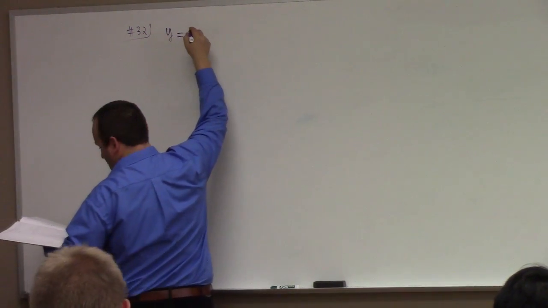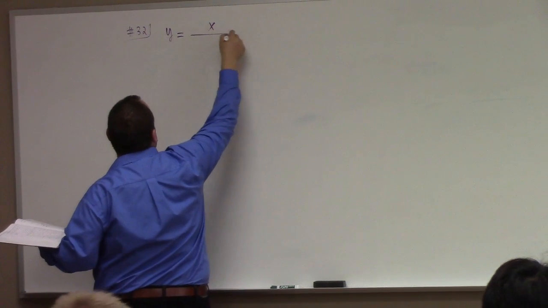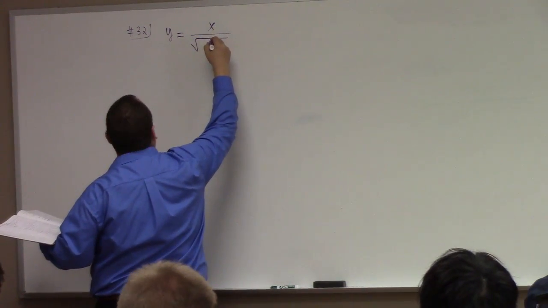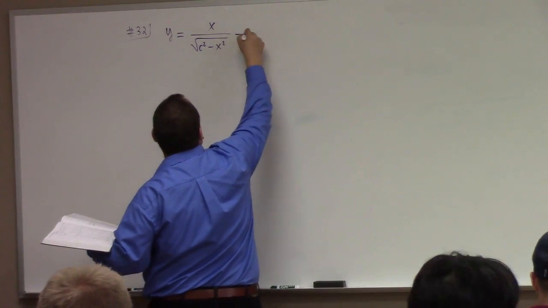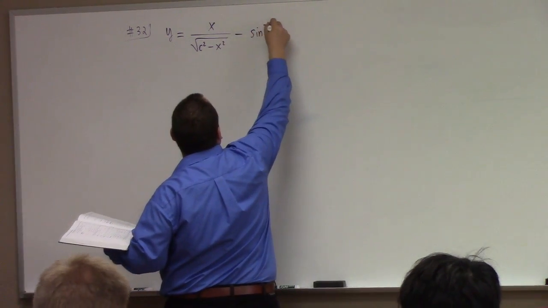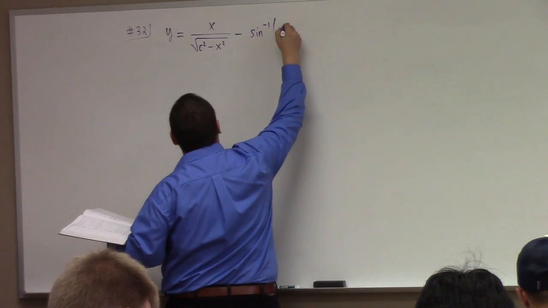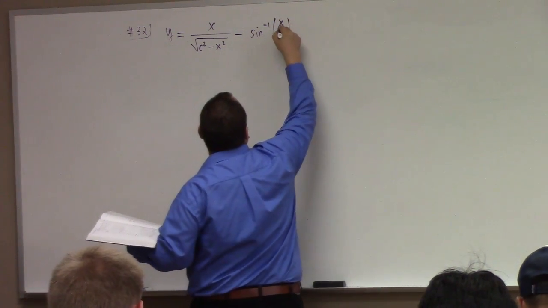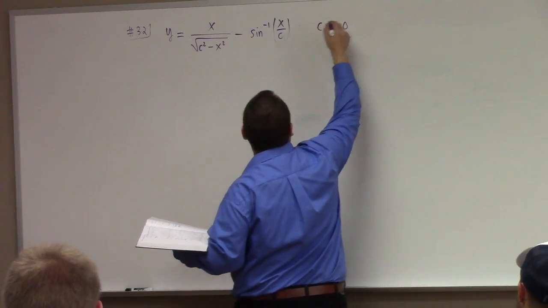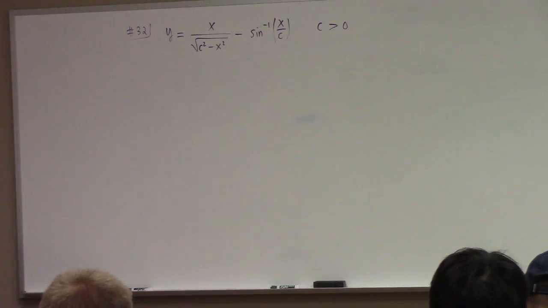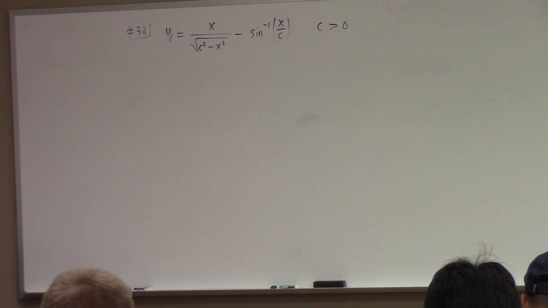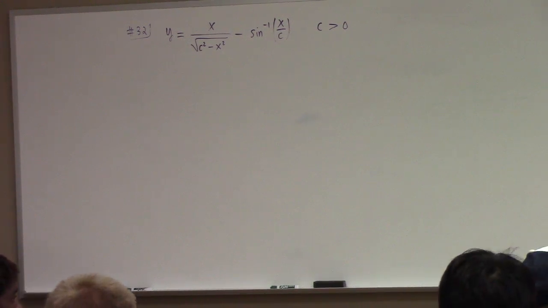Let's see here. y equals 2x over the square root of c squared minus x squared, minus the inverse sine of x over c. And we let c be greater than 0. All right. And the question, I guess, is just to differentiate it. This is the problem? All right.